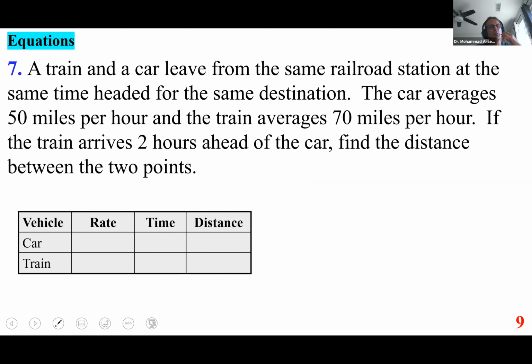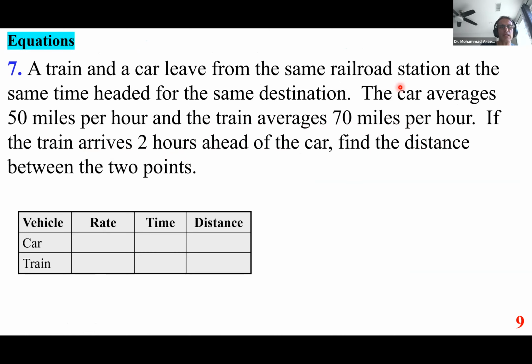Here's another motion problem. A train and a car leave from the same railroad station at the same time, headed for the same destination. The car is doing 50 miles per hour, while the train is doing 70 miles per hour. If the train arrives 2 hours ahead of the car, find the distance between the 2 points.